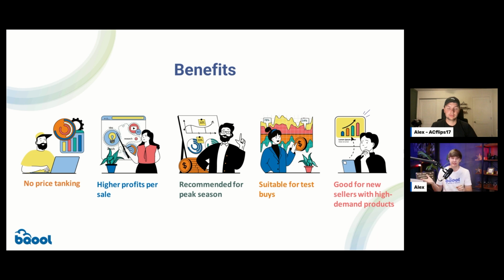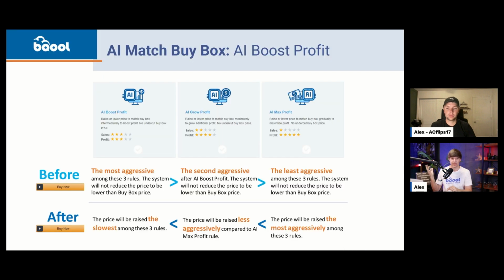It's also sometimes good for test buys. When you get an item and you want to test out the market, you can start with AI 2.0 rules, which won't aggressively reprice at first, and then after some time you can switch to our AI 1.0 rules. And it's also good for new sellers sometimes. So those are some of the benefits of using AI 2.0.